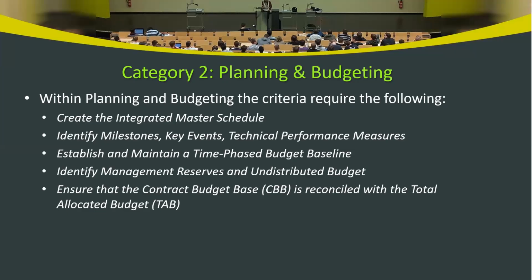Third one is about establishing and maintaining a time-phased budget. This process involves creating a budget that is aligned with the project schedule, ensuring that costs are distributed over the timeline of the project according to when they will be incurred. Maintaining this baseline helps monitor cost performance and ensures the project stays within its financial constraints.